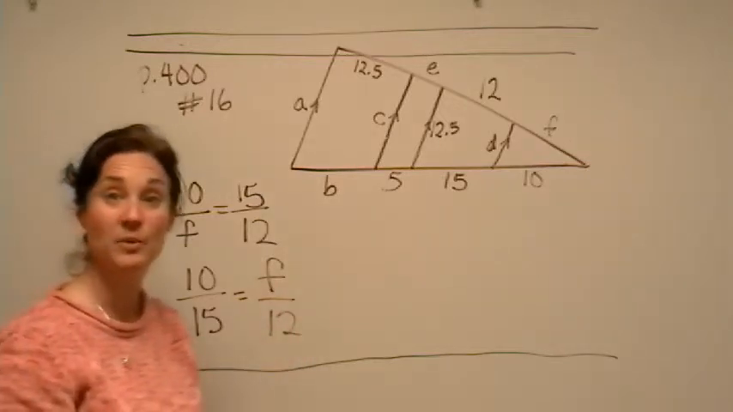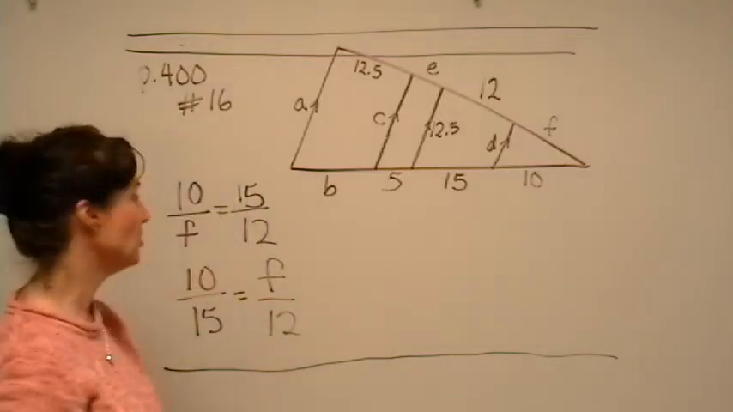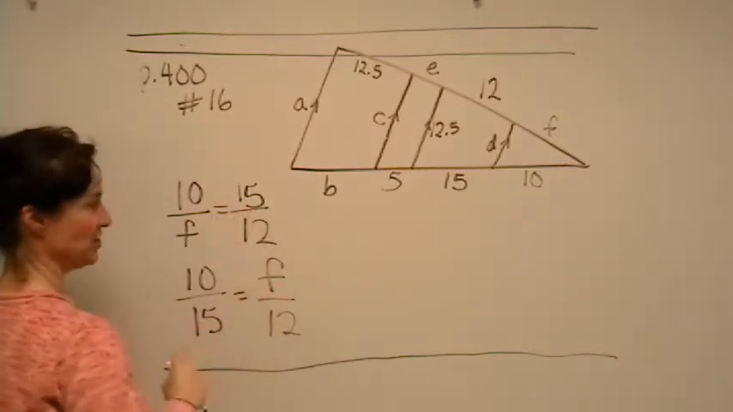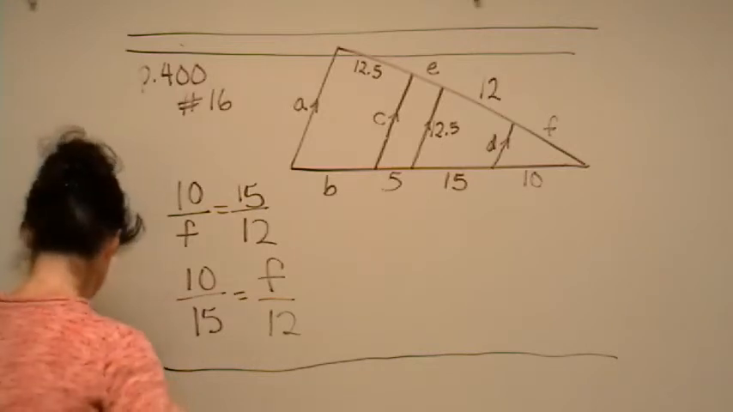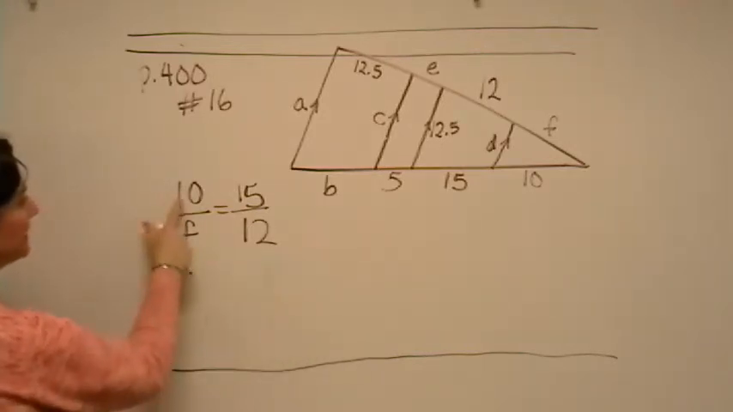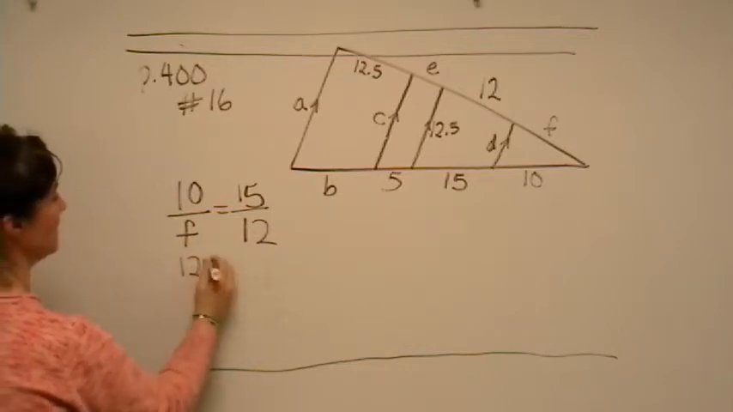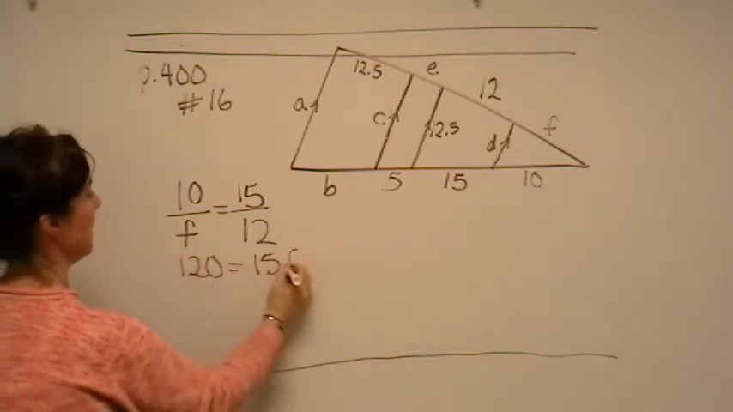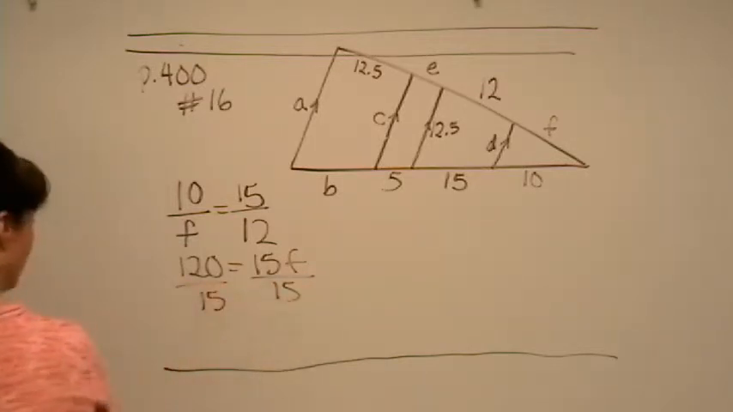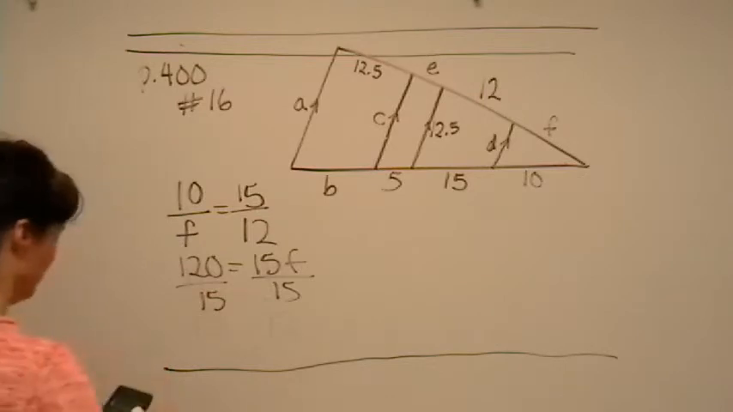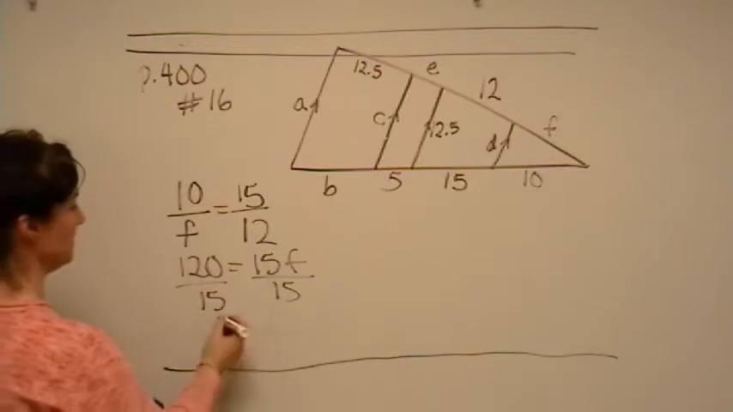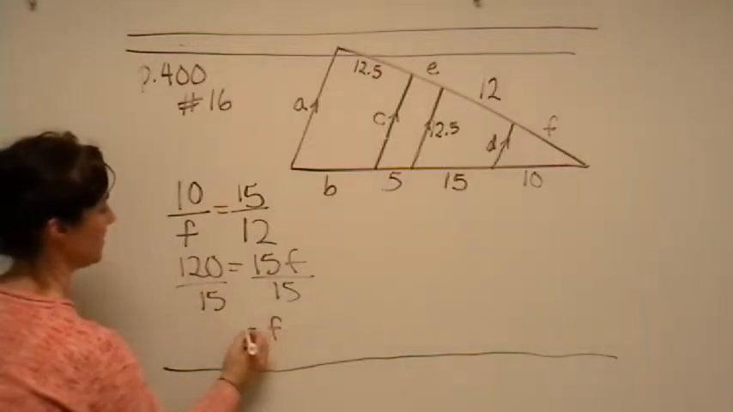Either one would work. Now, if you remember your rules about proportions, you know that you can switch the means. If you interchange the means, you still have a true statement. But we need to have room to work, so we're going to erase the bottom one. All right, 10 times 12 is 120. And 15F, divide by 15. And using your calculator, 120 divided by 15 is 8. So F is equal to 8.